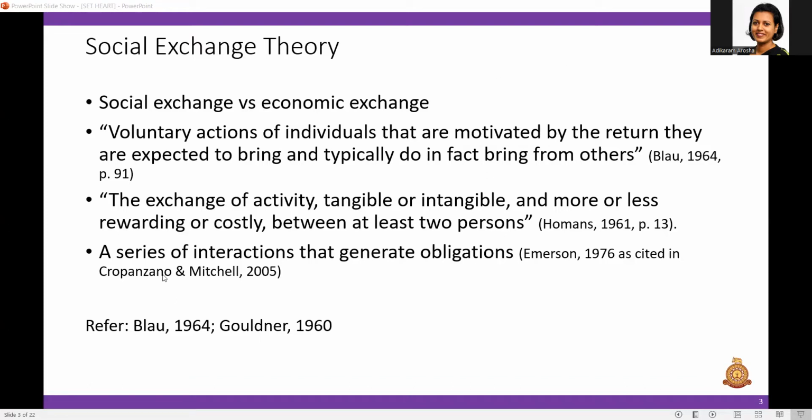Emerson has said it's a series of interactions that generate obligation. So these are some of the characteristics when we are using social exchange theory. You will see we use words like obligation, rewards, cost, resources, like what you exchange between the two people, about tangibility, intangibility. These are some of the tenets or characteristics of this social exchange theory that you can see in the definition.